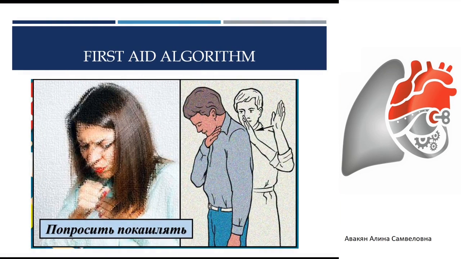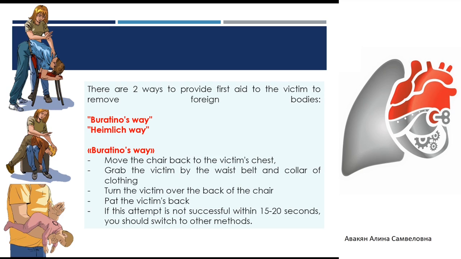First aid algorithm. First of all, ask the person to cough. There are two ways to provide first aid to remove foreign bodies: the Buratino way and the Heimlich way. Buratino way. Move a chair back to the victim's chest. Grab the victim by the waist belt and collar of clothing.